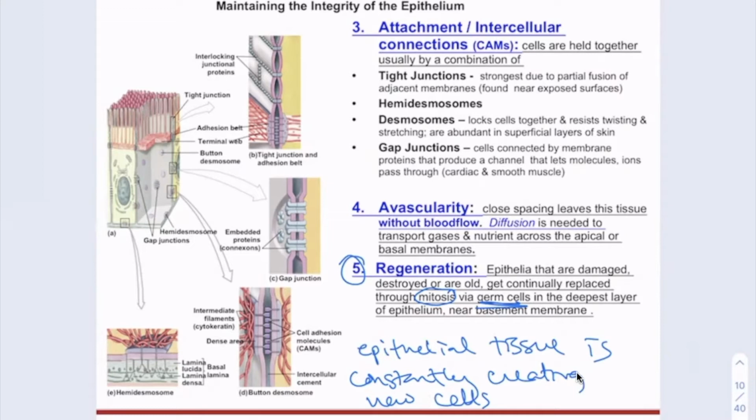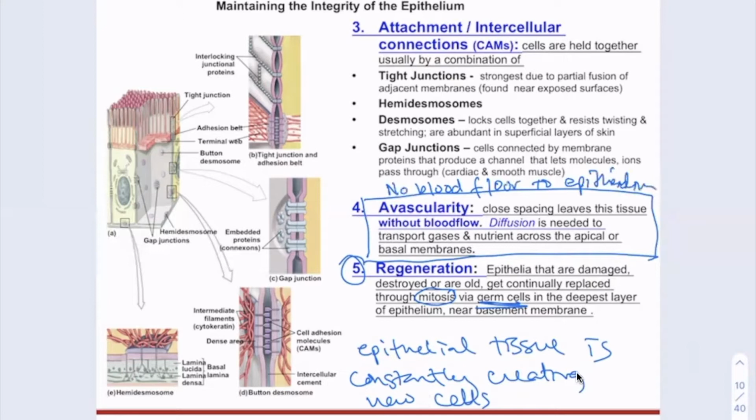The last thing I didn't talk about is avascularity, meaning there is no blood flow going to the epithelium. So no blood flow to epithelium. A means without. This is because if it's a barrier and you have blood supply to the barrier, it's not a very good barrier because anything that damages that one cell can get into your bloodstream. So to be a protective lining tissue, there is no blood flow to that tissue.